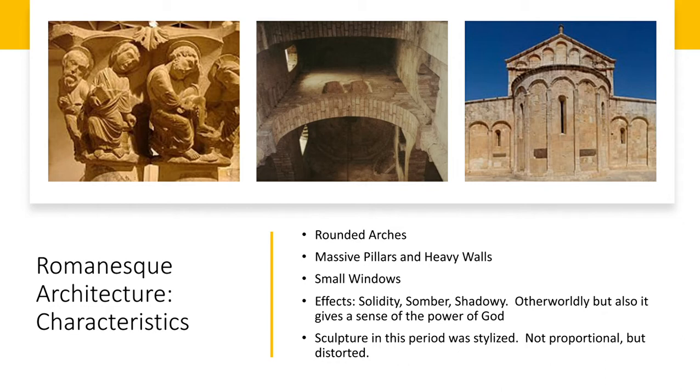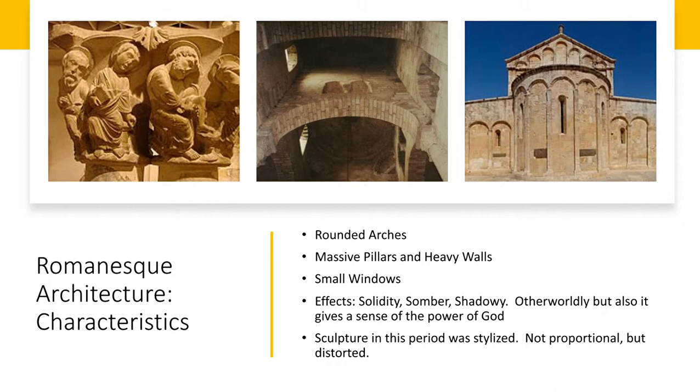And I want to also talk about Romanesque sculpture. I actually kind of like it. It was very stylized. They tended to put sculptures wherever they could fit them. They didn't try to make them natural looking. So you see kind of distortion here where the bodies are small, the heads are big, the legs are short. This was typical of the Romanesque period, but there's something about it that's very appealing to me. So the sculpture was not proportional, but it was kind of distorted. I kind of like it.